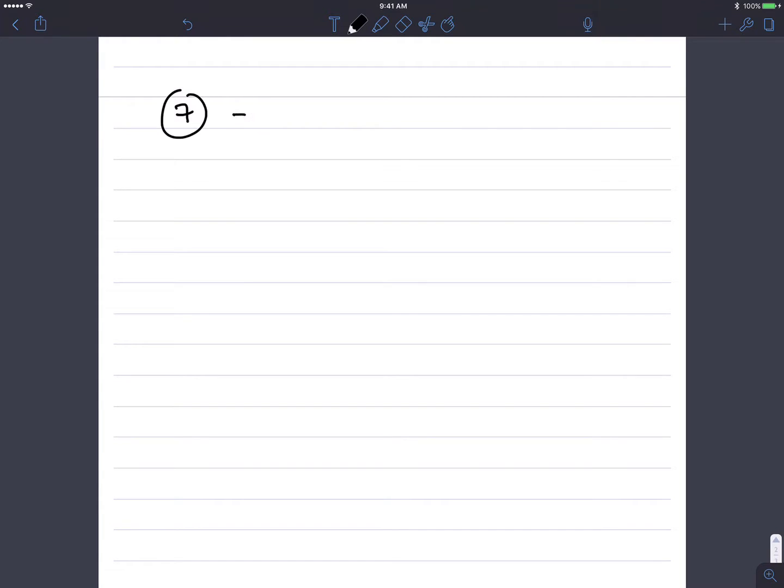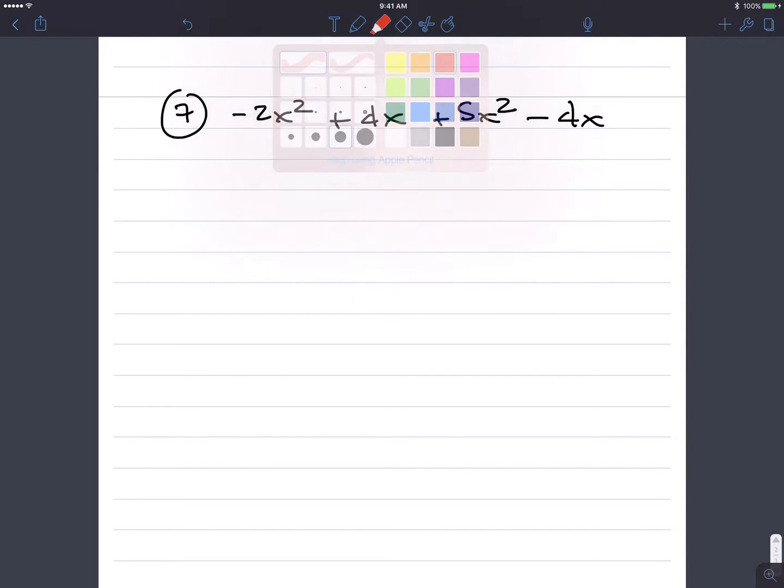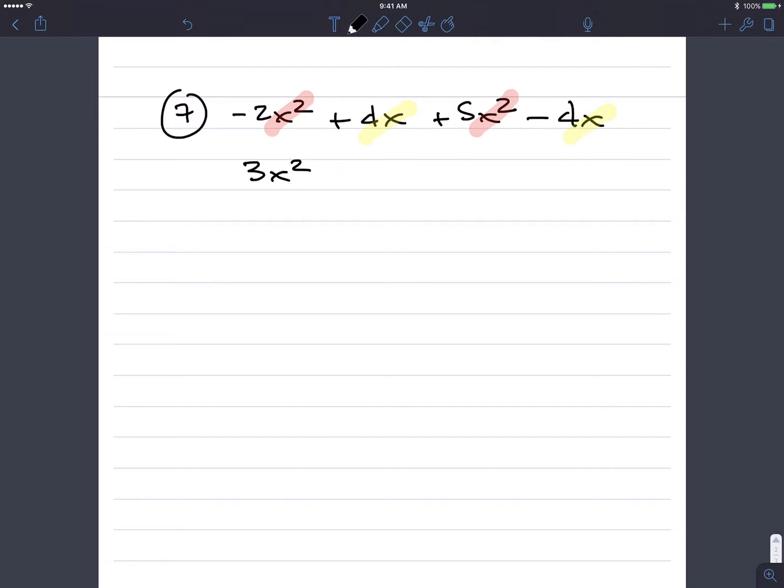Number 7, -2x squared plus 4x plus 5x squared minus 4x. I owe 2 apples and I have 5 apples. That means I'm going to have 3 apples. I have 4 bananas and I owe 4 bananas. That means I'm going to have 0 bananas.